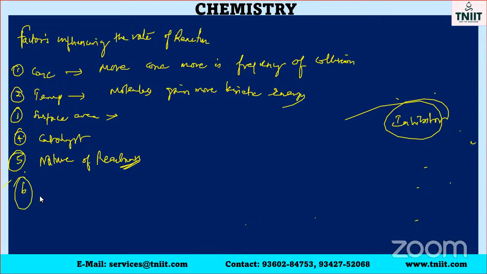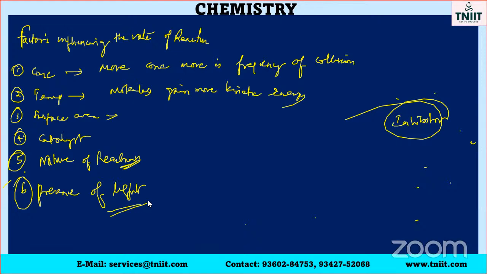Next is the presence of light. Certain photochemical reactions: a chemical reaction which happens only in the presence of sunlight is called a photochemical reaction. Photochemical reactions require light. They do not take place in the dark. They happen only in the presence of light and energy.